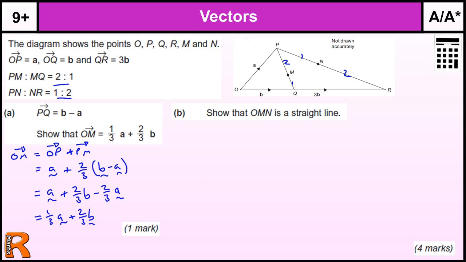We're actually trying to show that O, M, N are on a straight line. It's not drawn accurately, so it doesn't necessarily look like a straight line in this diagram. But when we're trying to show something's on a straight line, there's two things we need to show. One, that OM and ON are parallel, and because we start from the same point, O, two lines that are parallel that start from the same point must be on a straight line.